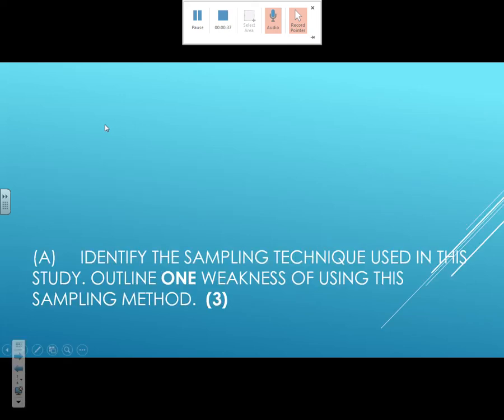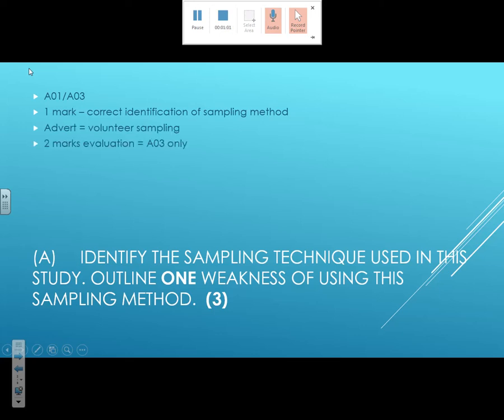Okay. First one, identify the sampling technique used in this study. So you know that really important phrase, in this study, and then outline one weakness of using this sampling method. So this is AO1 and AO3, identify and evaluate, and it says in this study, so there is a bit of application, so it does look at all three of the skills. This one you get 1 mark for correctly identifying the sampling method. Because it mentions an advert, it is volunteer sampling. And then 2 marks for evaluation. So just say AO3 only there.